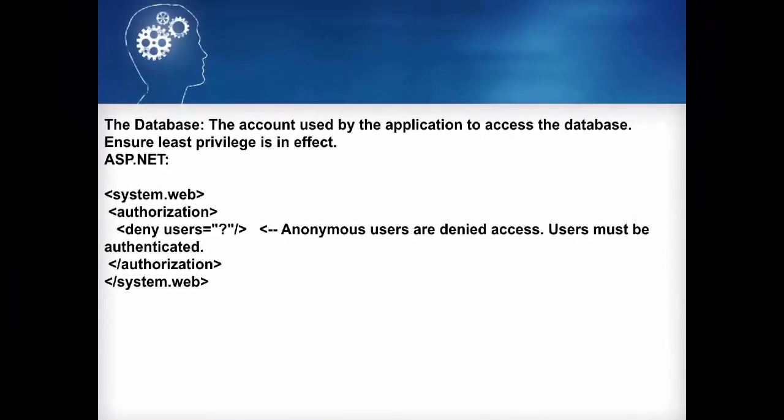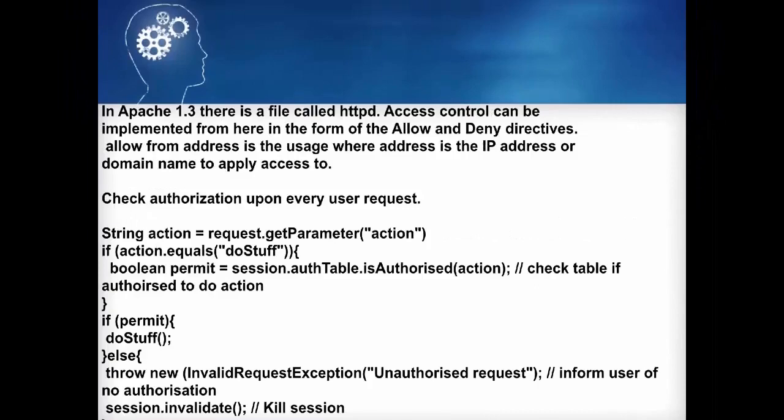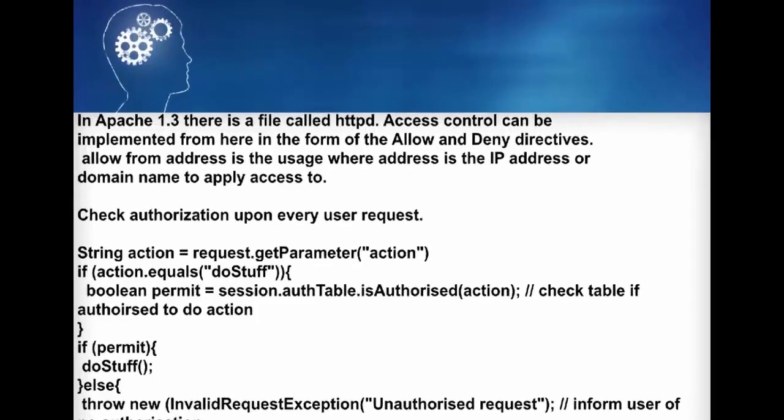User must be authenticated. In Apache 1.3, there is a file called httpd. Access control can be implemented from here in the form of allow or deny directives. Allow from address is the usage, where address is the IP address or domain name to apply access to. Check authorization upon every user request. Like this in code it is asking for.